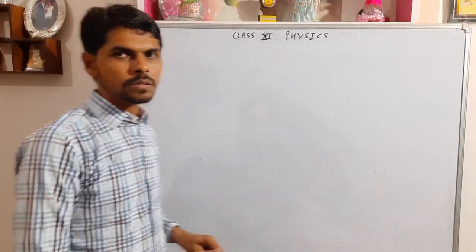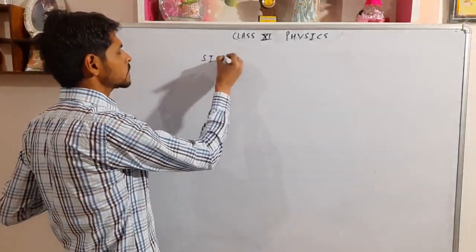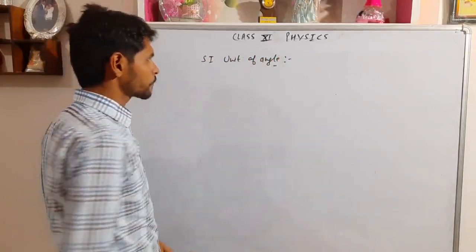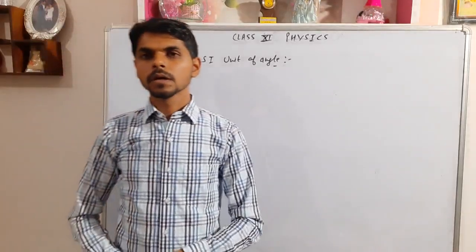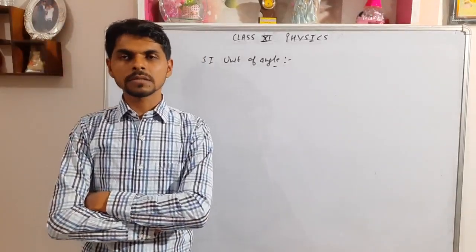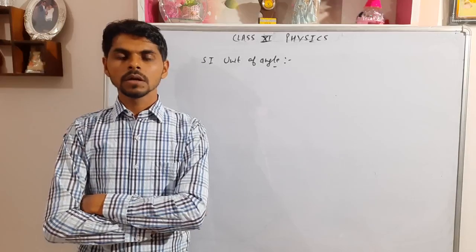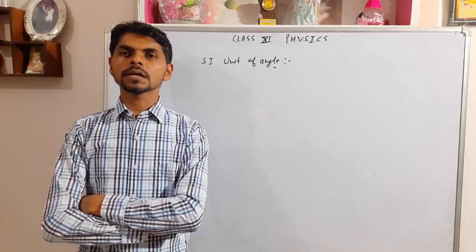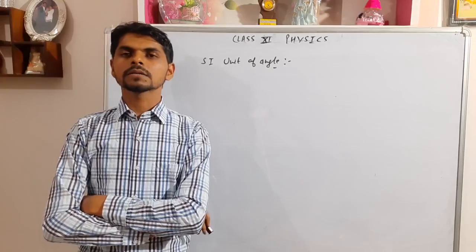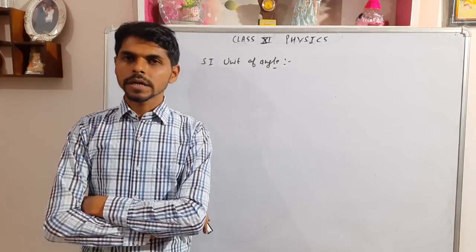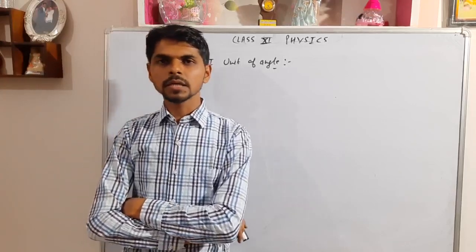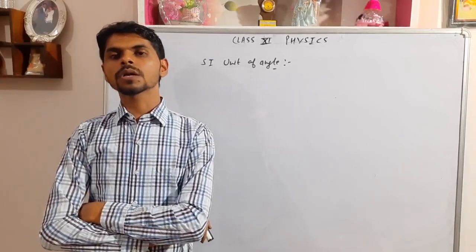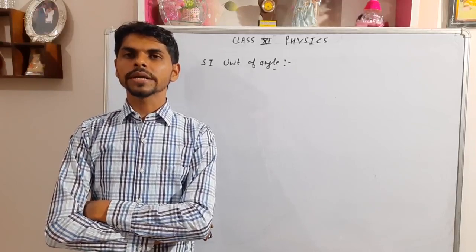Today we are going to study some important topics. The first one is the SI unit of angle. Till date you all measured the angle in degrees, but in class 11 you will study that the SI unit of angle is not degree, it is radians. It means you have to take the value of angle in radians. So what is a radian? How can we convert degree values to radians?